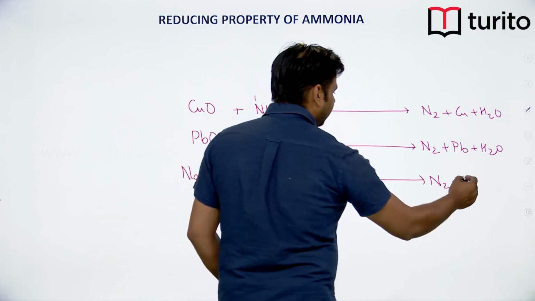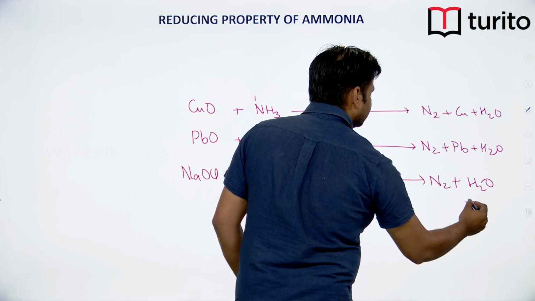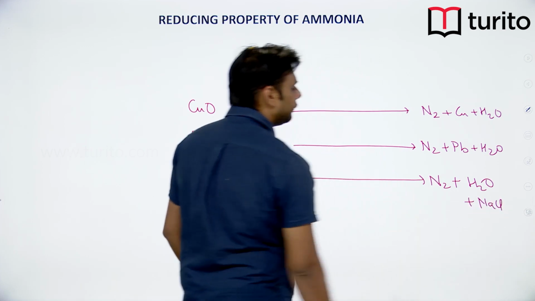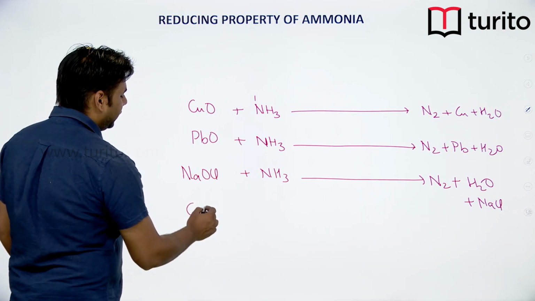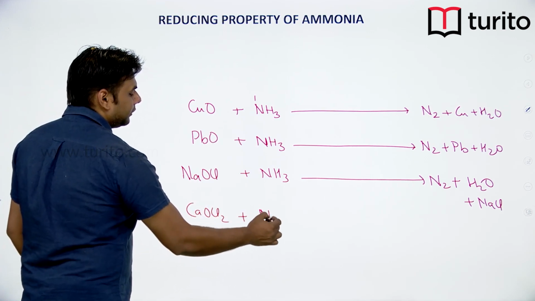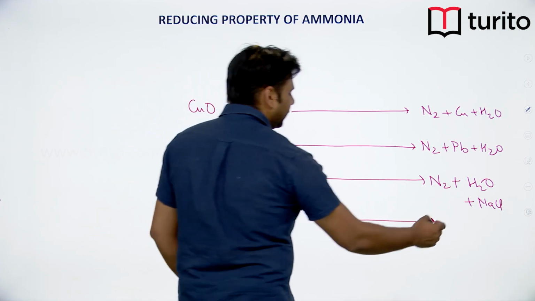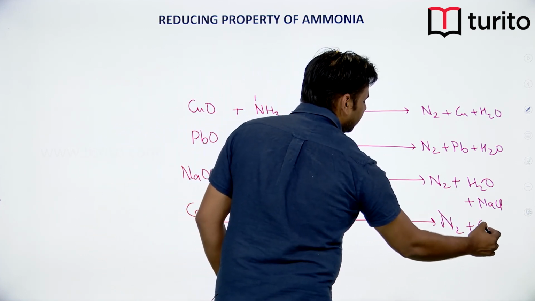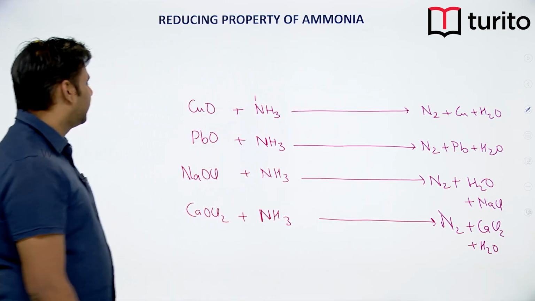this we have just done in the preparation of N2. You can also react it with bleaching powder, and you will get N2 plus CaCl2 plus water. Hope this is clear to you.